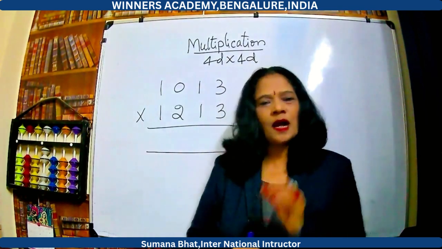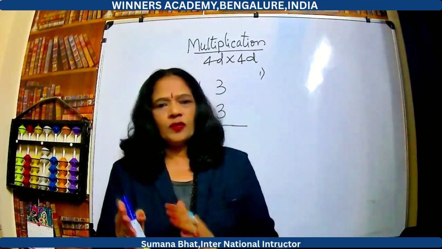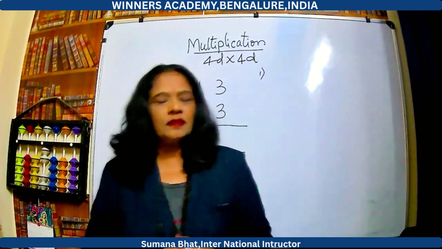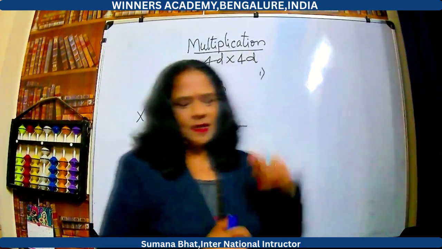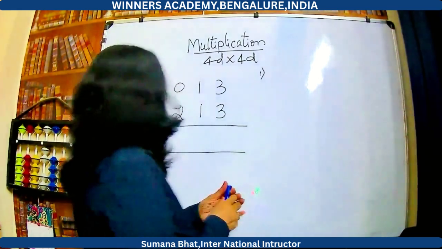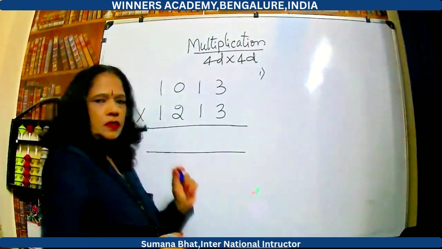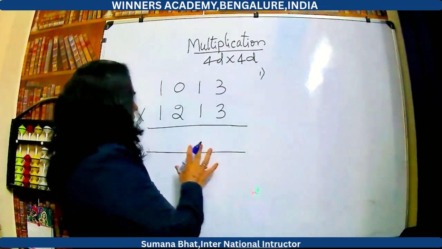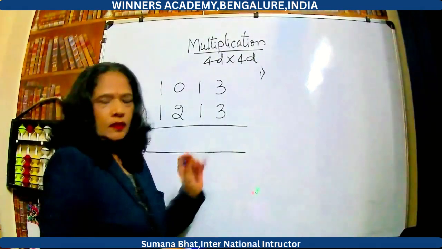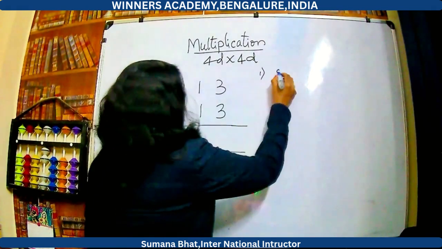Today we are going to learn how to multiply a 4-digit number by a 4-digit number using the crisscross method. Let us see the question: 1013 multiplied by 1213. Okay, so how to use the crisscross method? I'll write the pattern here.